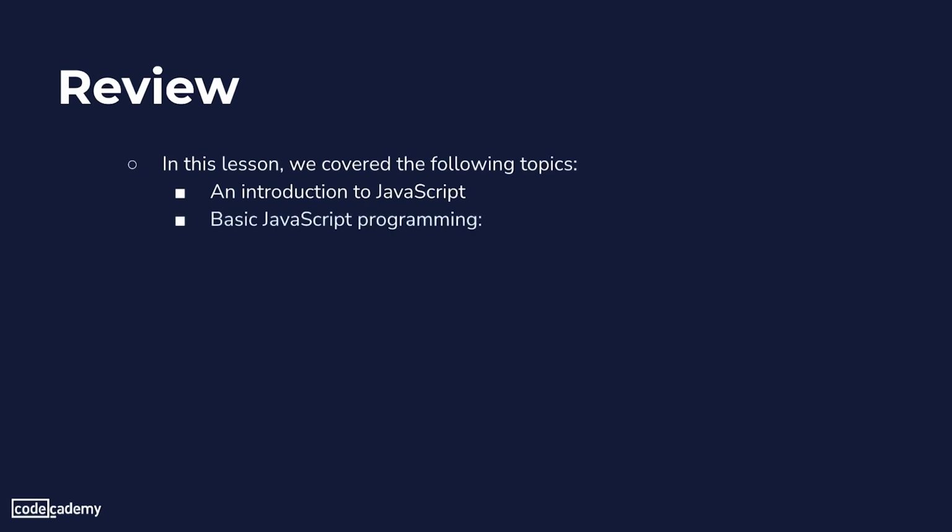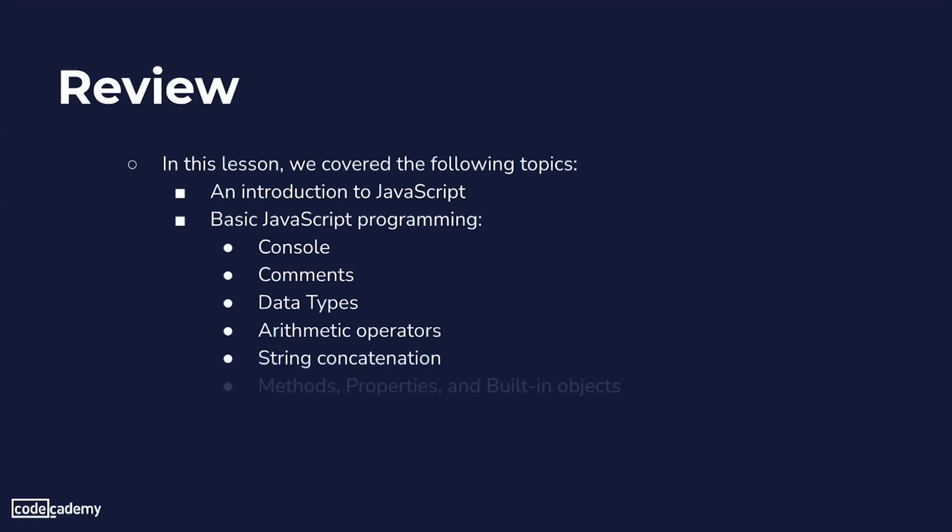We then moved on to doing some basic JavaScript programming. We talked about topics like the console and logging our output, how to write and use comments, different JavaScript data types, performing arithmetic with operators, string concatenation, and the basics of working with objects, methods, and properties. That's a whole lot of information that we've covered. Take a second to review any exercise you feel like you need a bit more practice with, and play around in the final exercise app.js file.